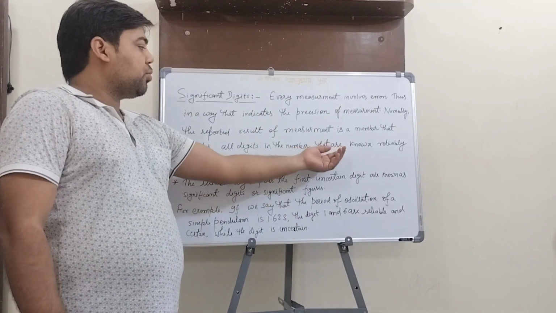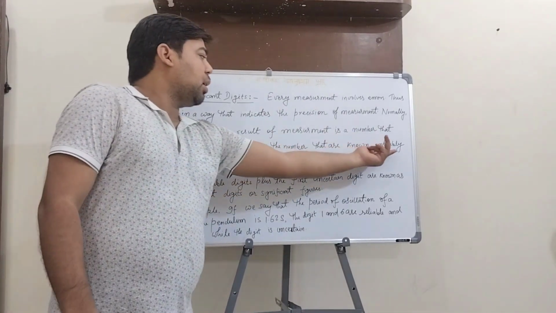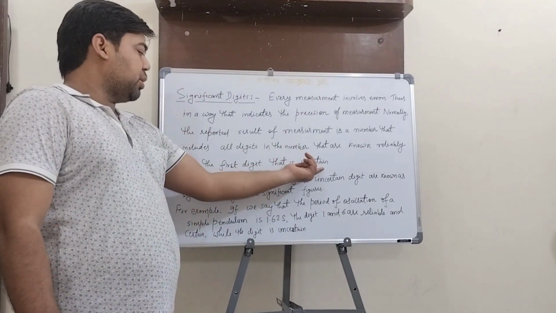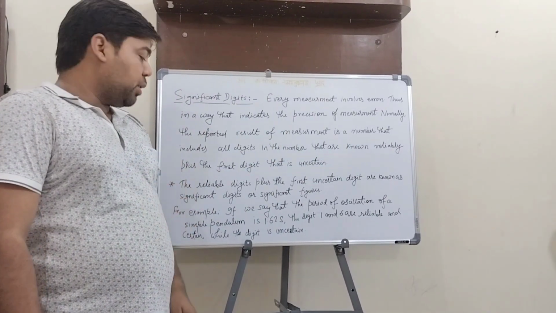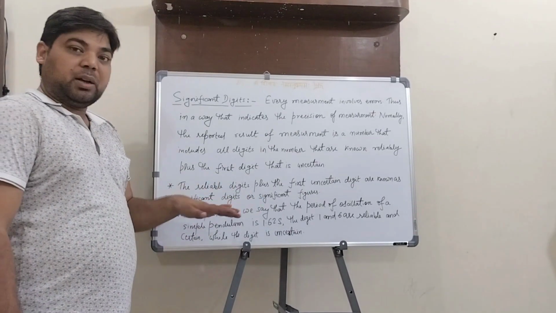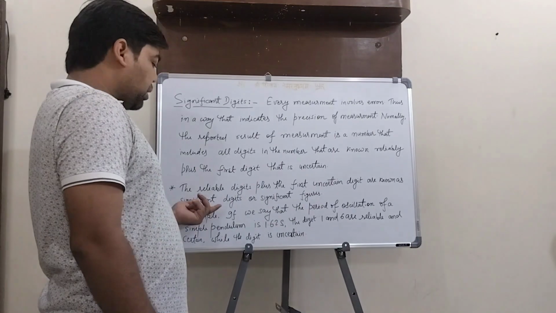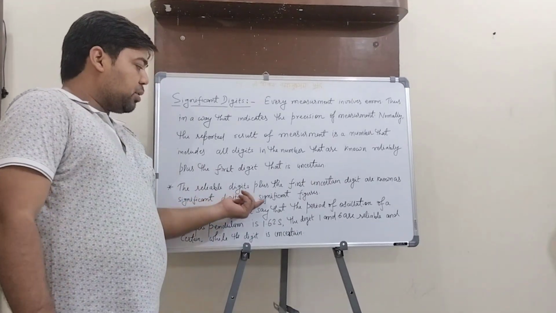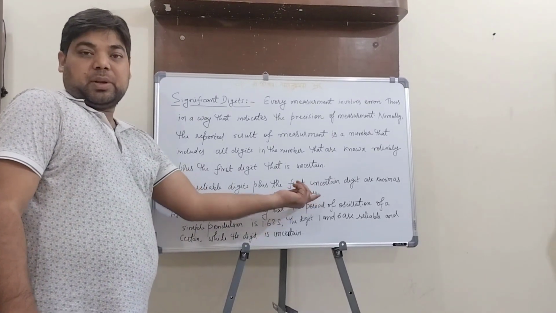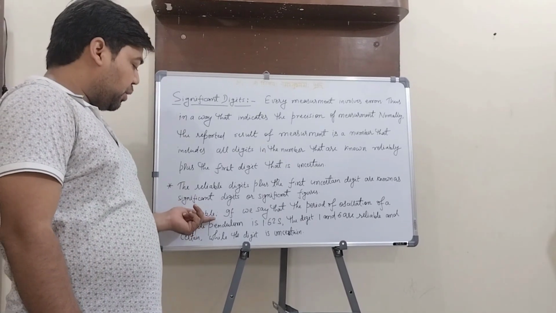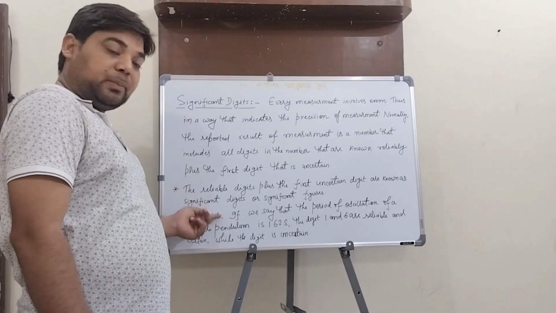So there are two parts. One is the reliable, certain digits, and another is the unreliable or uncertain digit. Let us discuss it in detail. The reliable digits plus the first uncertain digit are known as the significant digits or significant figures. Let us take an example to clarify it in more detail.